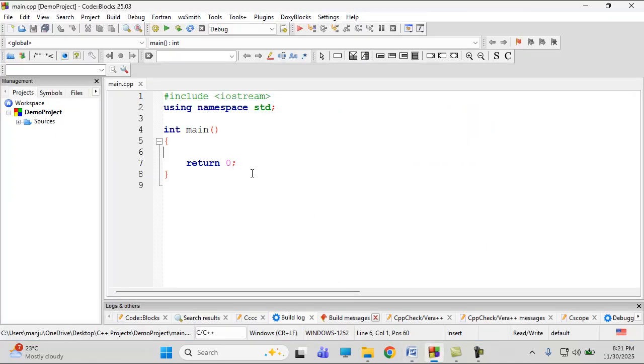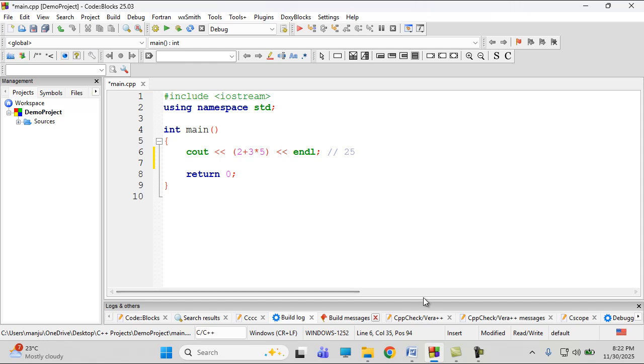I go to Code::Blocks and write an expression. I say here cout and then in brackets 2 plus 3 multiplied by 5. If I ask most of the students what the result of this expression is, they give the answer 25. 2 plus 3 is 5, 5 into 5 is 25. But this is a wrong answer, guys.